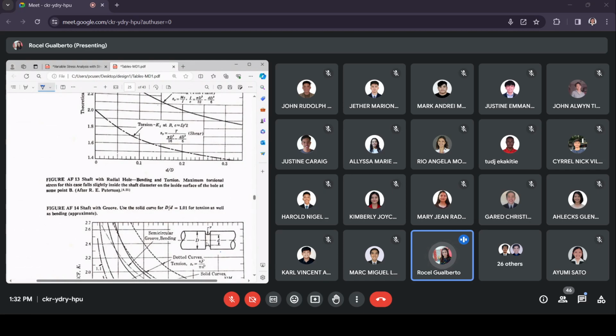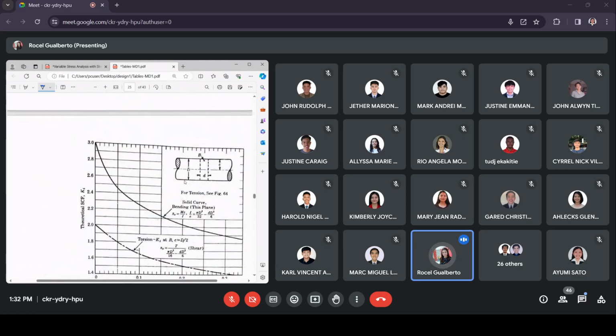So here is the groove, here is the hole. The question is, where is the hole here? It is on the topmost. So the hole is located here. What you see is only the dashed line, and this pertains to the diameter of the hole. So those are our figures AF8 up to AF14.